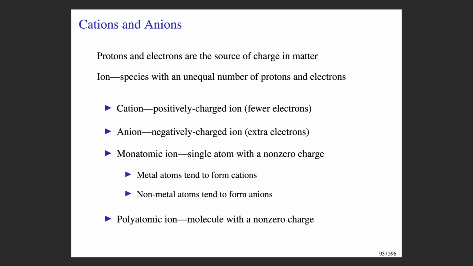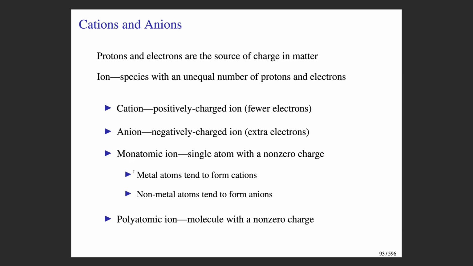The cation has fewer electrons than it does protons, and so it's positively charged. Anions are negatively charged because they have more electrons than protons. So we have positively charged ions called cations and negatively charged ions called anions, and the ionic compound consists of both cations and anions. You can have monoatomic ions, that is, a single atom that has a non-zero charge.